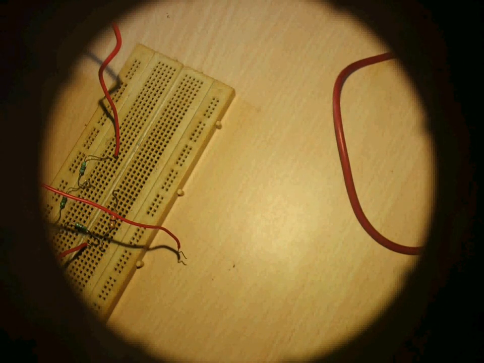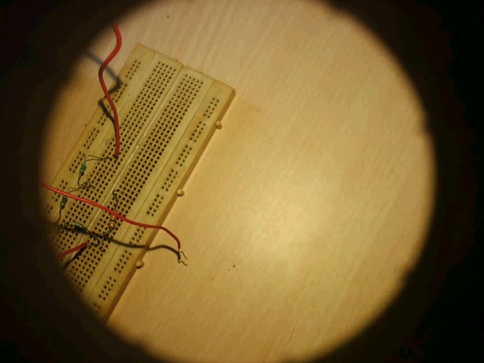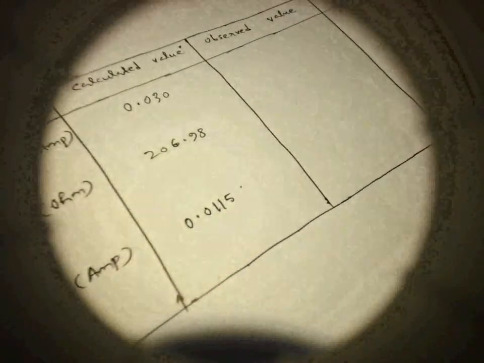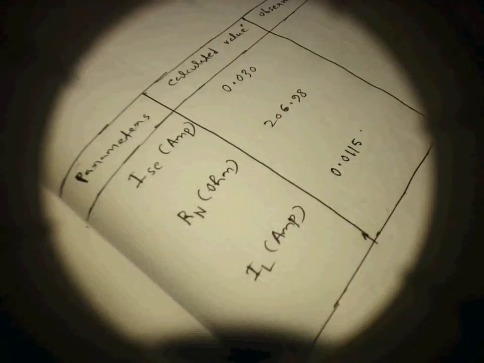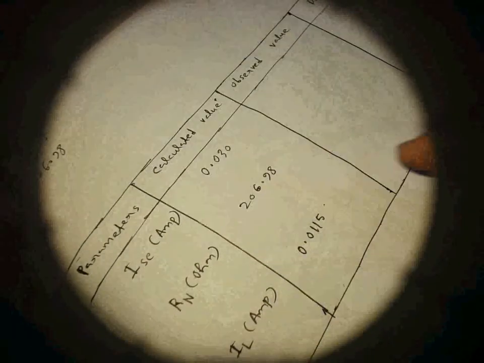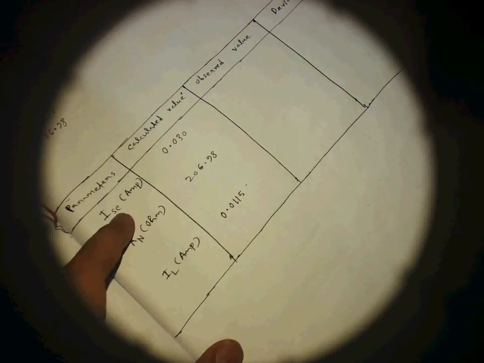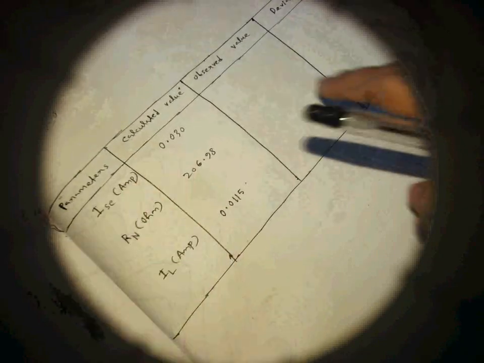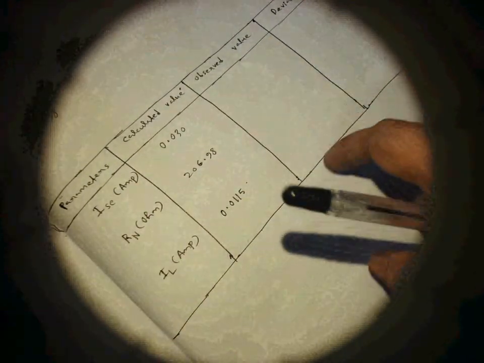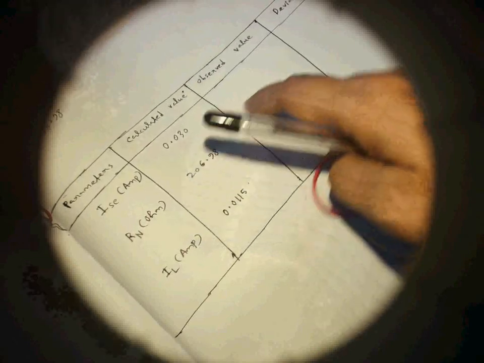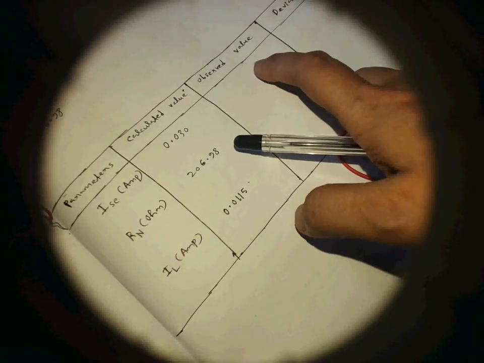So thus you have to perform. Next you have to write all the values in the observation table like this. First column parameters, second column calculated value, third column observed value, and fourth column deviation. In the parameters column you have to write short circuit current, then the calculated value of ISC. Here you have to write the observed value of ISC, whatever you have got. The calculated value I have already calculated.